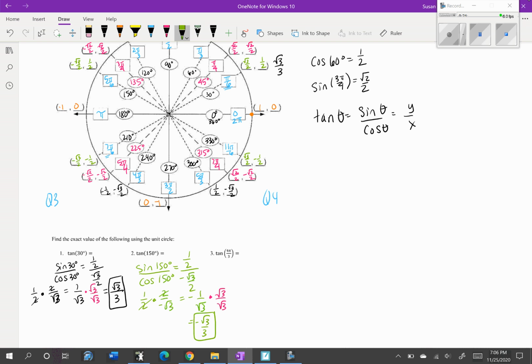So again, notice it gave us the same answer, it's just that now it's negative in this quadrant. So this is negative root 3 over 3. And actually I'm going to use another color. So negative root 3 over 3.